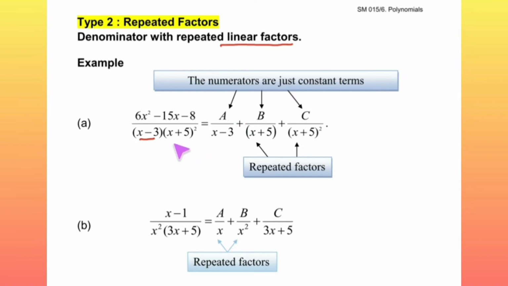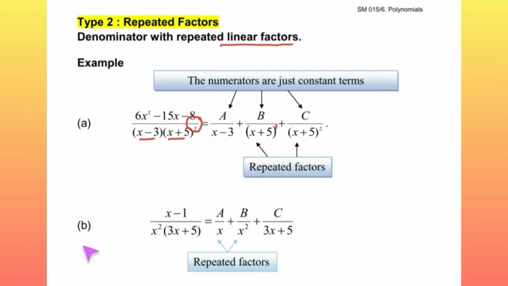The first factor here is linear, so it will be A over x minus 3. The second factor is also linear, x plus 5, but here we have power 2. Power 2 means repeated linear factor. So it should be B over x plus 5 power 1 plus C over x plus 5 power 2, because we have power 2. If this is power 3, we will have the additional D over x plus 5 power 3. This one we call repeated factors.